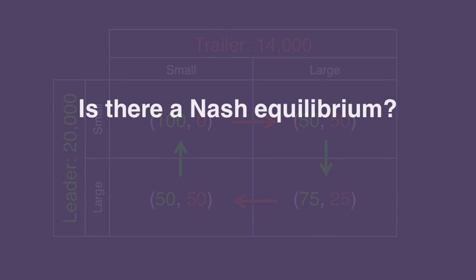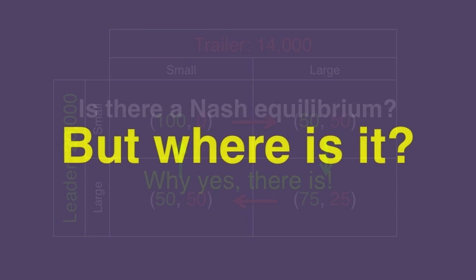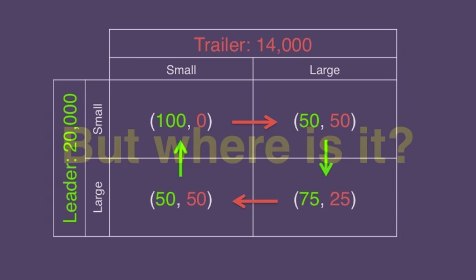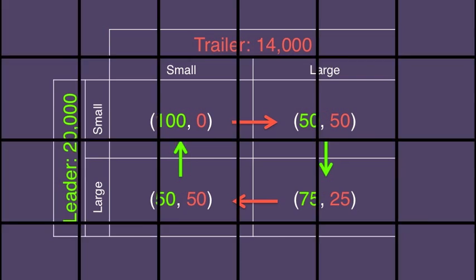So, is there a Nash equilibrium here? Why, yes there is. But where is it? We'll find out next time on The Final Wager.